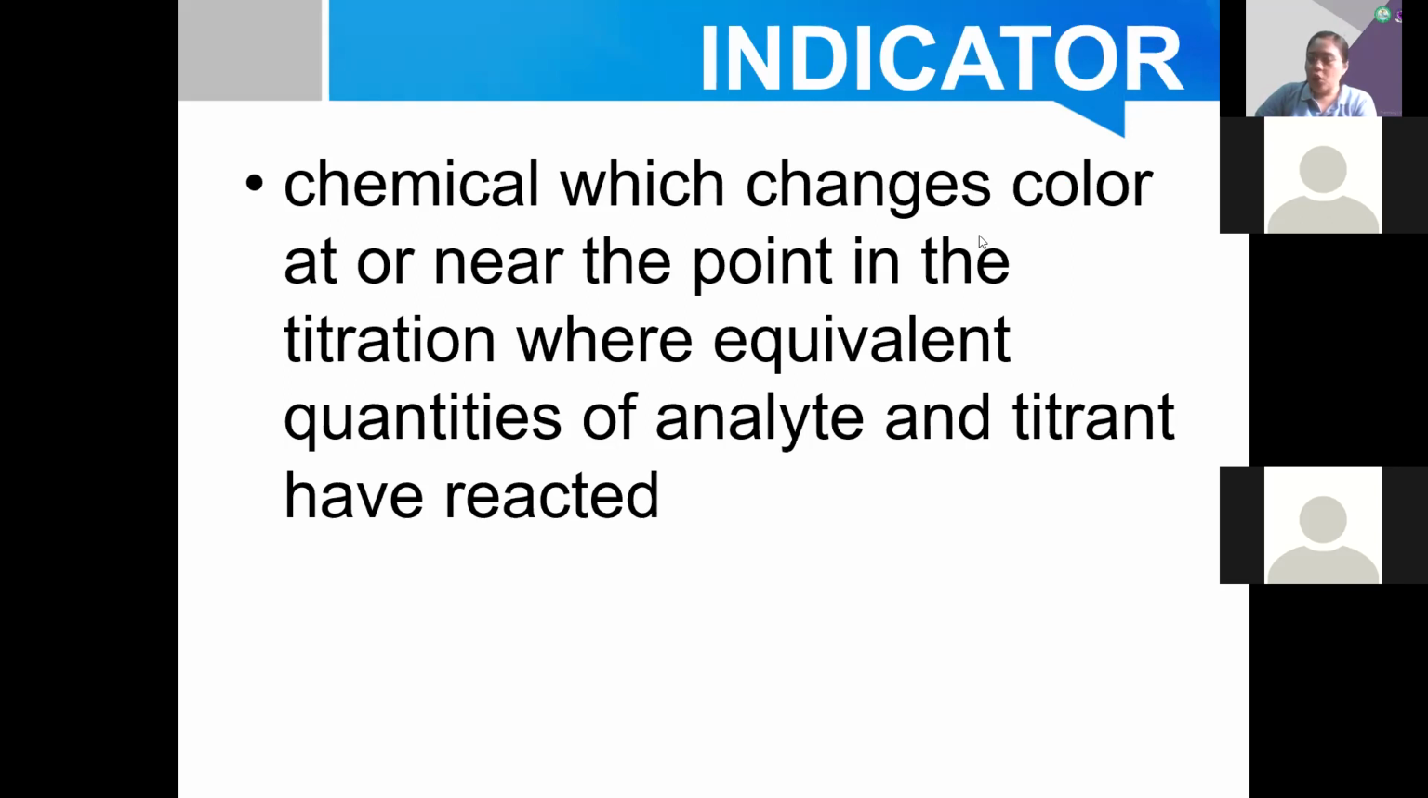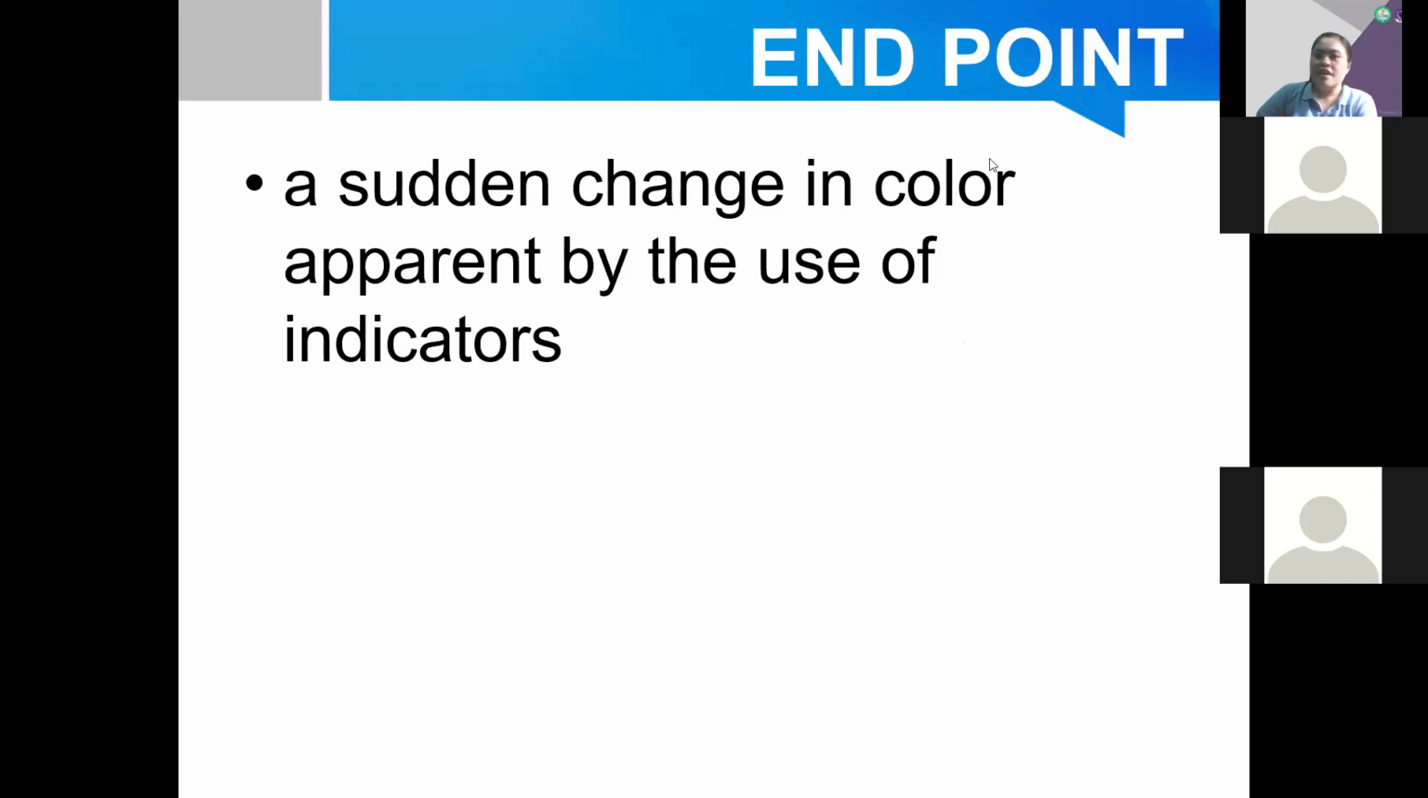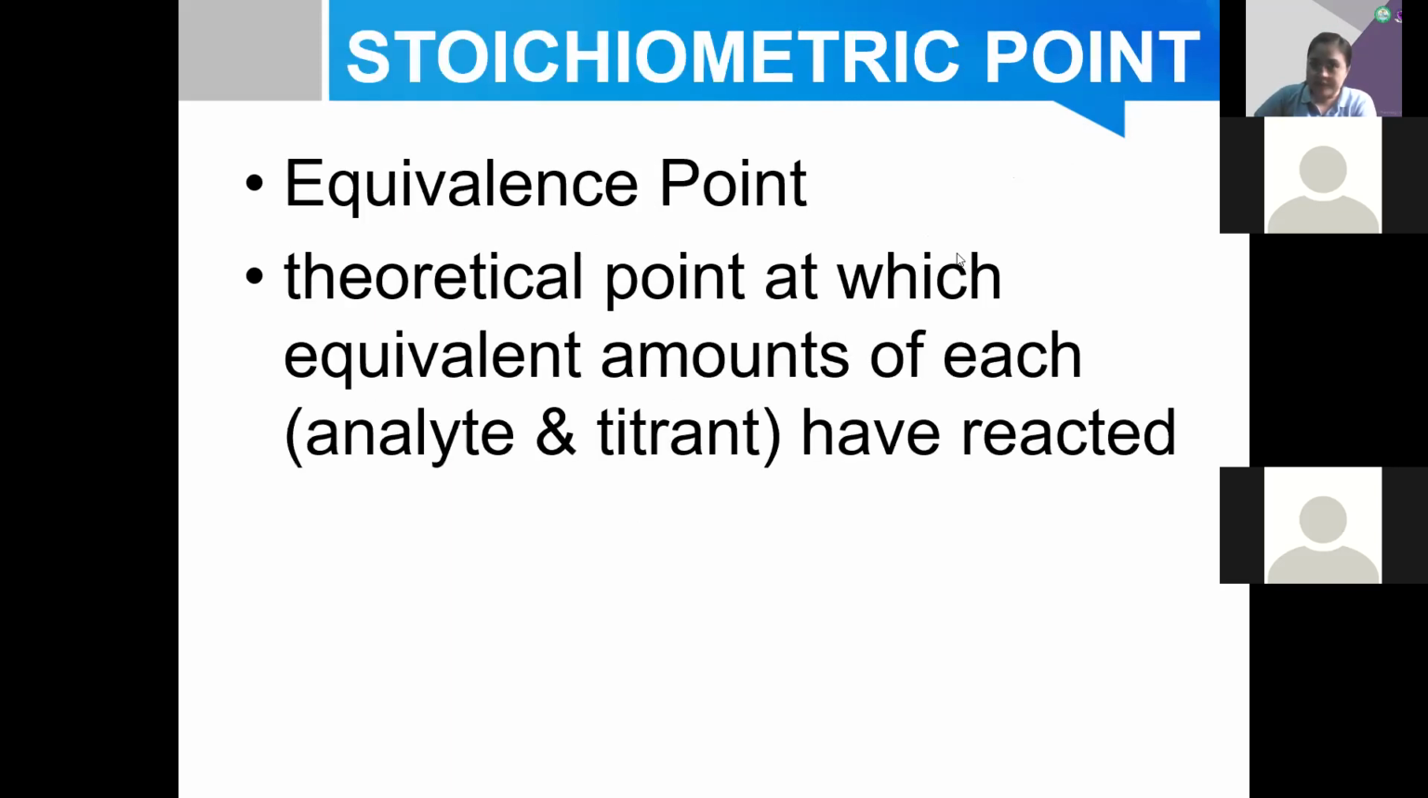And do not forget to add indicator to our sample, because if we have not added the indicator, we will not reach the endpoint. We will not see a change in the color of the solution. Okay? So endpoint is what we call it when the color changes during titration, and it means you need to stop doing the titration.